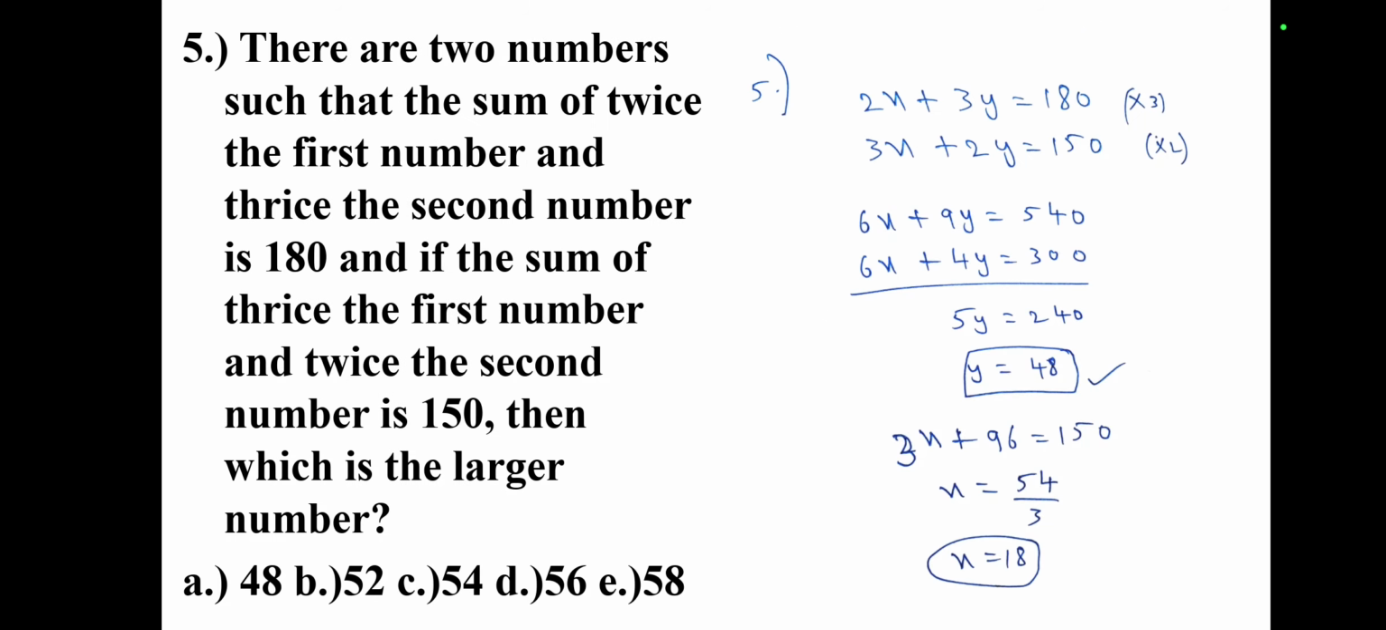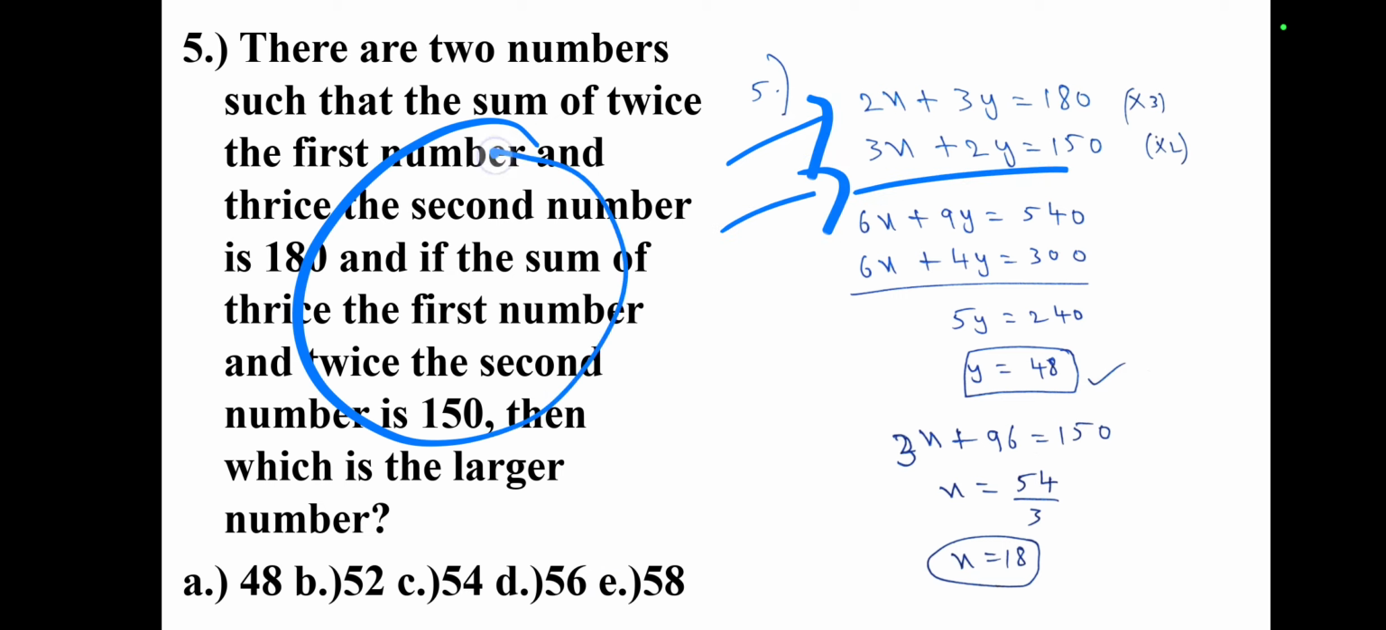Last and final question, the fifth one. There are two numbers such that the sum of twice the first number and thrice the second number is 180, and if the sum of thrice the first number and twice the second number is 150, then which is the larger number? It's a simple question. 2x plus 3y equal to 180 and 3x plus 2y equal to 150. This is the entire meaning of the question.